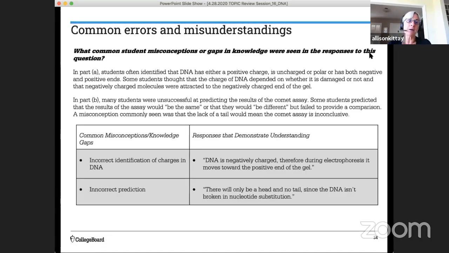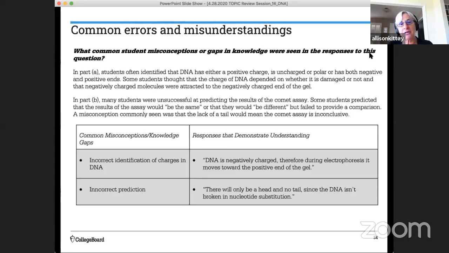So what were some common misconceptions or knowledge gaps? In part A, students often identified DNA as either a positive charge, or uncharged, or polar, or as having both negative and positive ends. So there was a general misunderstanding of the idea that DNA is negatively charged.